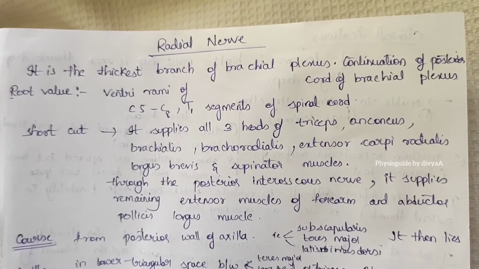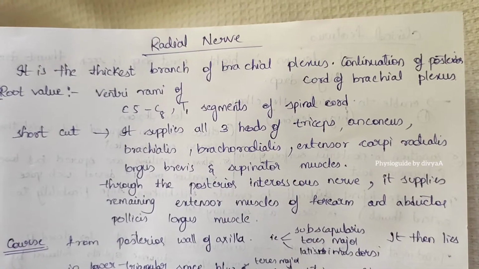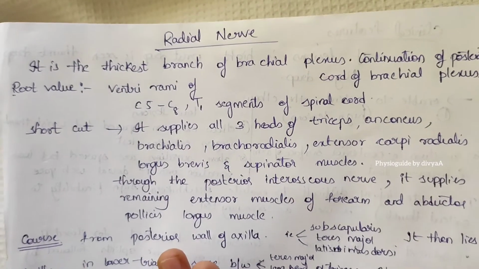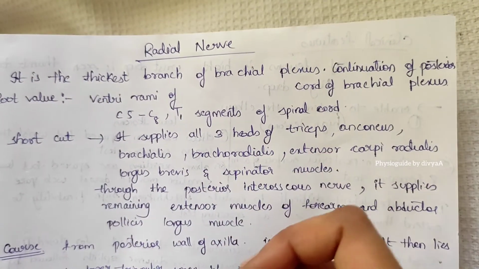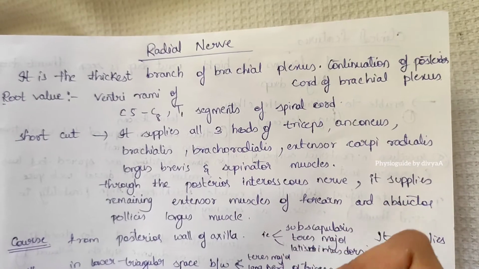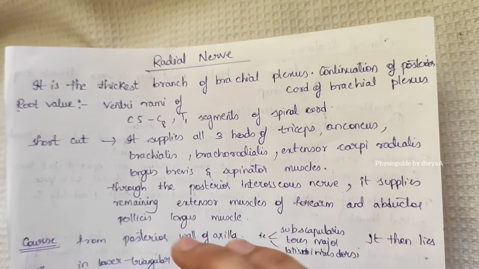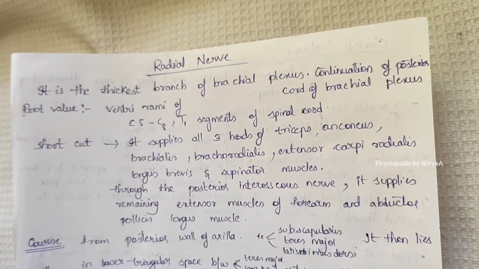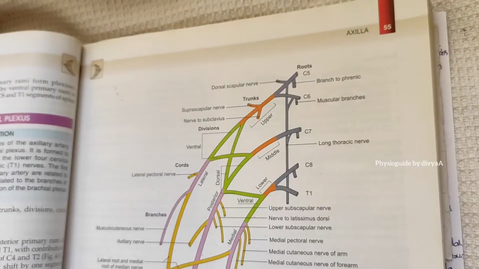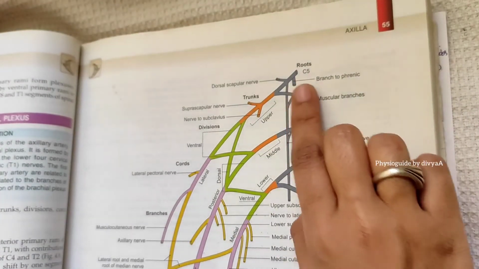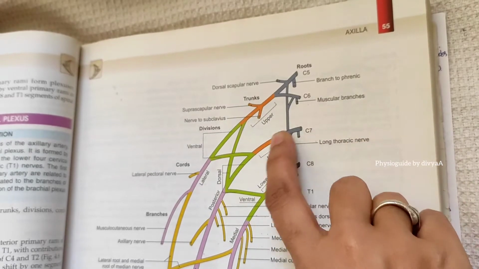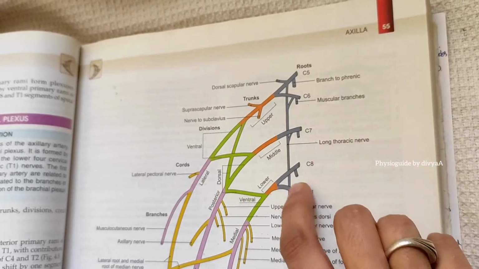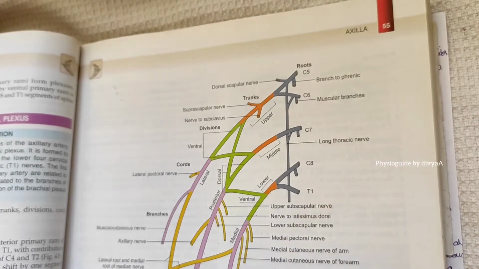Today I am going to teach an interesting topic, the radial nerve. The radial nerve is the thickest branch of the brachial plexus and is the continuation of the posterior cord of the brachial plexus. I'll show the root value, the ventral rami of the brachial plexus: C5, C6, C7, C8, T1 segments form the radial nerve.